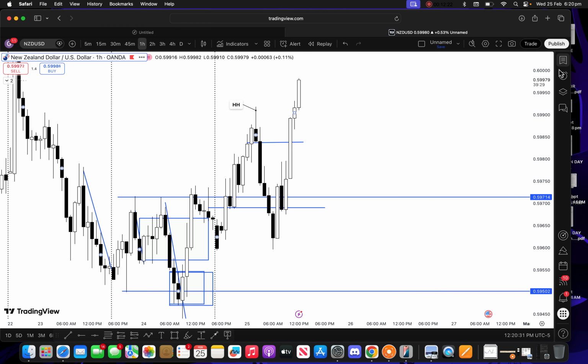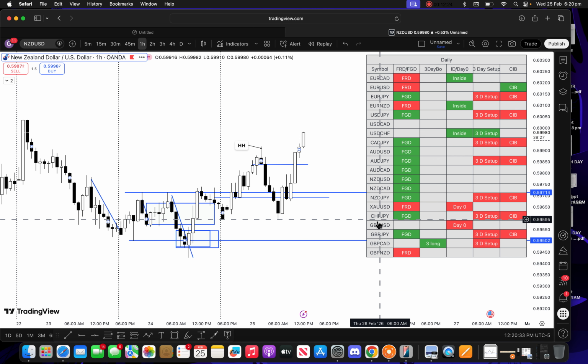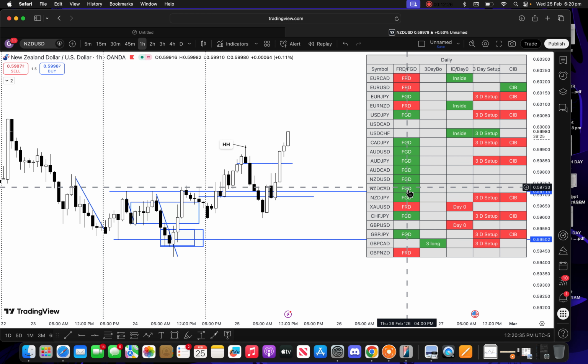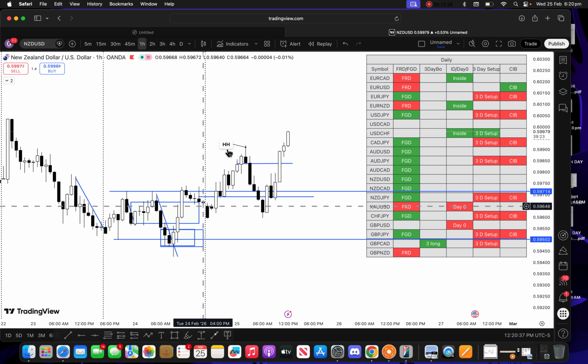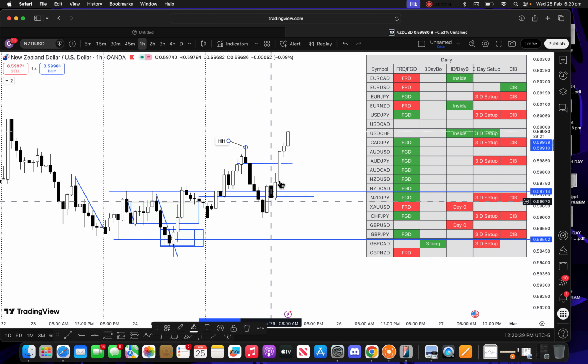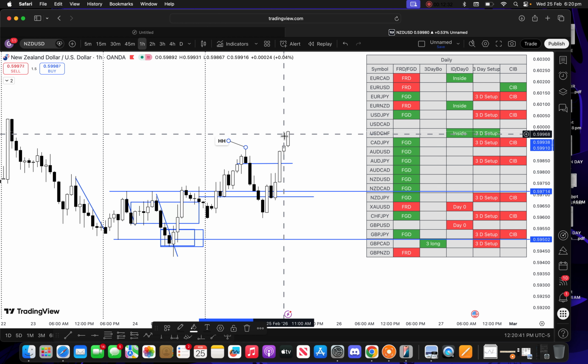NZD USD, the same thing. Higher high being made. FGD signal from yesterday. We need a higher high, pull back for a buy low setup, which will go back to clear out traders who bought from the previous day. So you have seen for yourselves how powerful these setups can be from the screener.